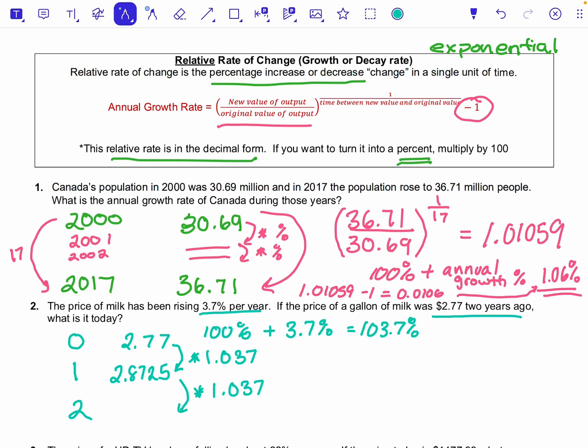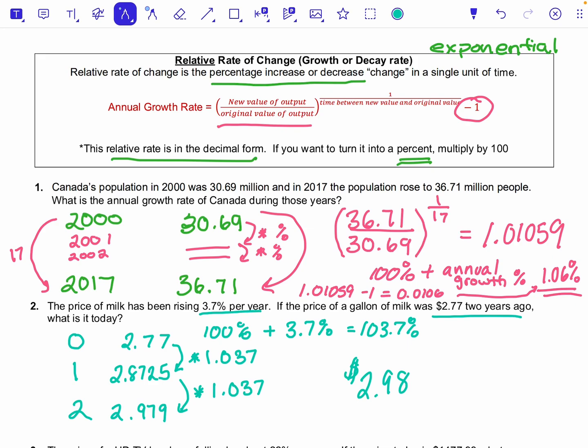Because remember, we're dealing with multiplying. It increases by the same percent every time. And so this time it would be 2.979. And so we could say that the cost in 2 years would be $2.98.